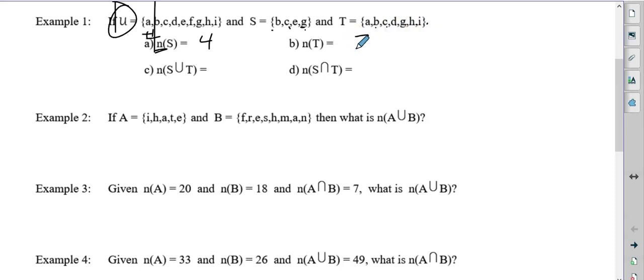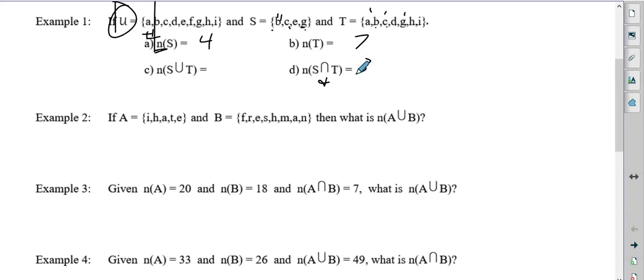I'm actually going to go backwards here. S and T. Remember, this means and. That's the inside, the middle, that intersection. So how many are in both? Well, they both have a B. They both have a C. And they both have a G. So they have 3 in common.